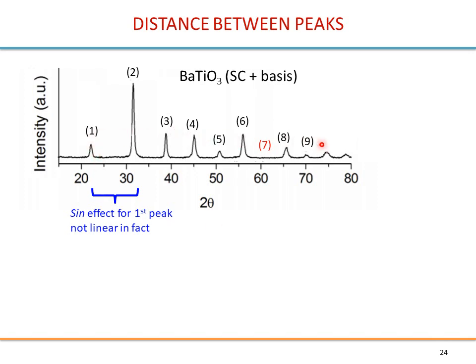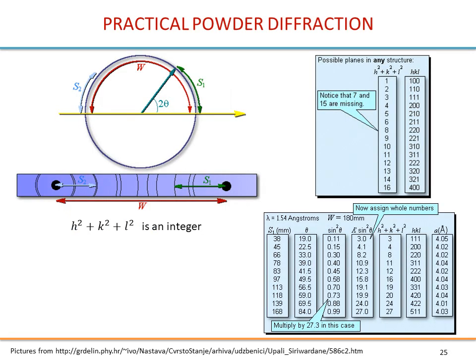So these are the list of the sum of the squares, HKLs. And here just this one is larger because the sine squared of theta is not completely linear. So for the first peak it's not completely true. Okay, practical powder diffraction. So let's take an example showing all of this.